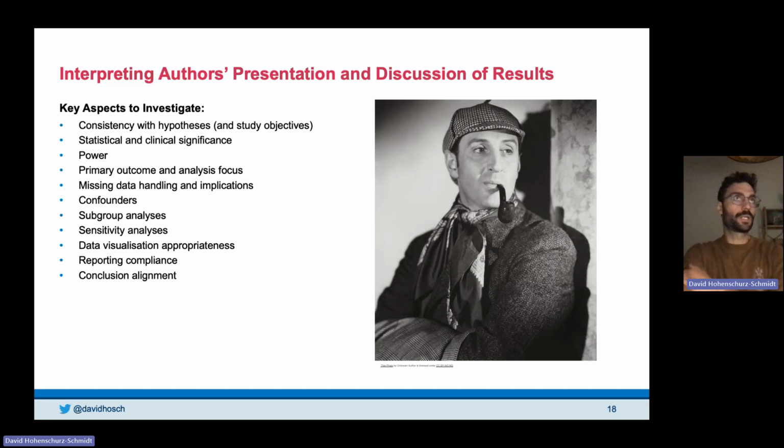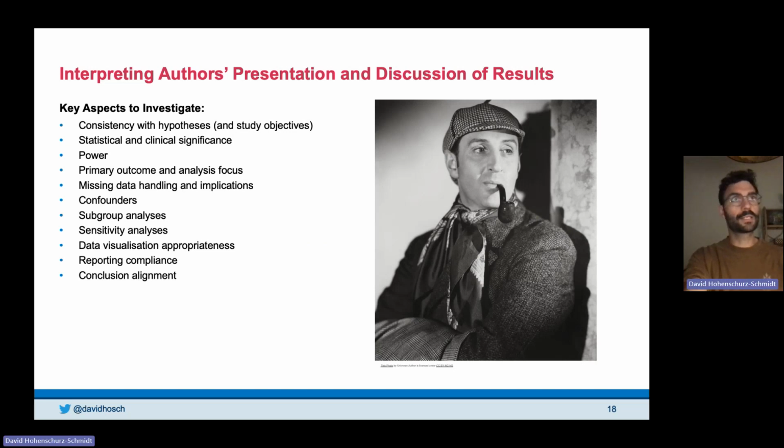Power: was the study large enough to, with high confidence, show an important effect? Do they focus, and that's an important one here, on the primary outcome and on the analysis that they declare to be the most important one? If they haven't declared any of that, you've got your first problem. Where they're missing data, is it likely that missing data were there if they haven't mentioned it? So how many people, for example, dropped out in the study? The authors should be reporting what they did to replace these missing data.